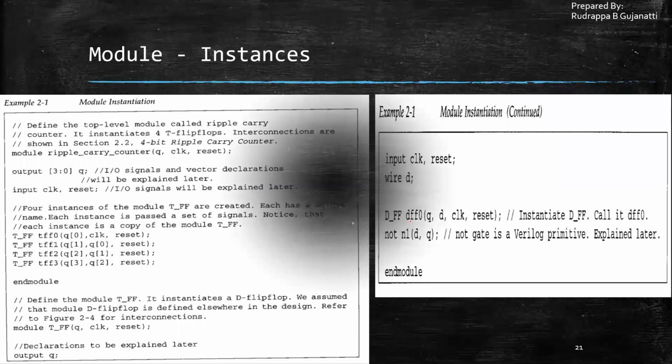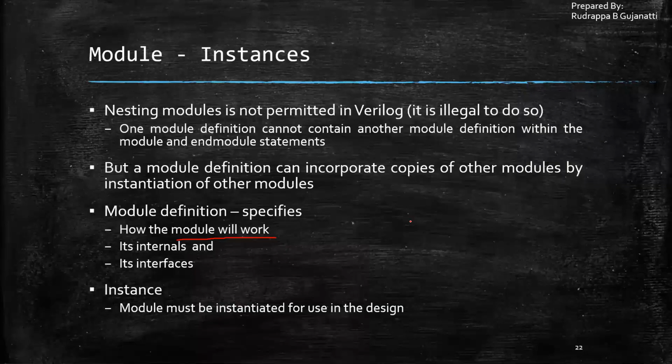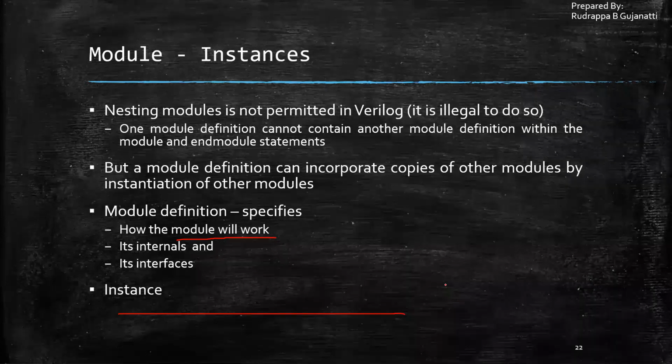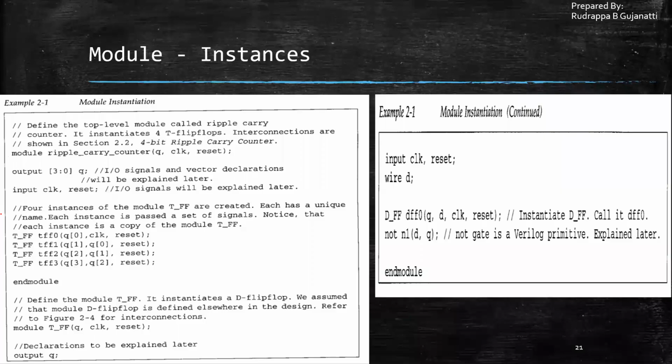So module definition basically specifies how the module will work, what its internals are, and what interfaces it has. A module must be instantiated for use in the design. Whenever you are designing a digital circuit, you should first define the module, and then if I want to use that module, I should have instances. That is what this statement specifies, and that is what we observed in a previous case.